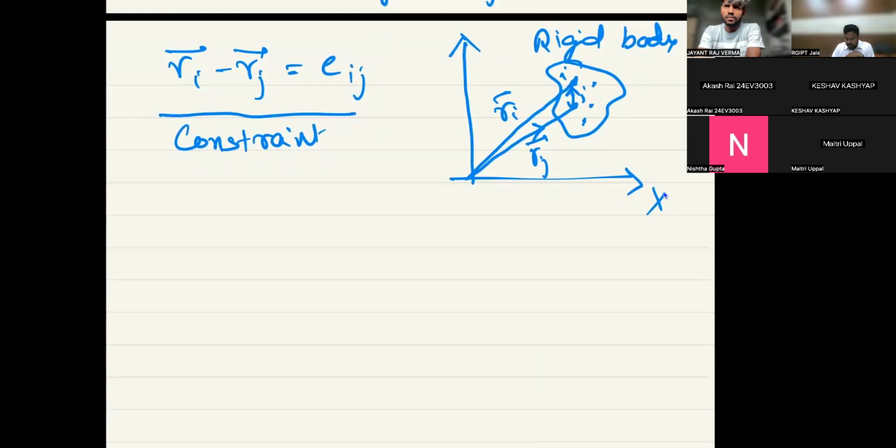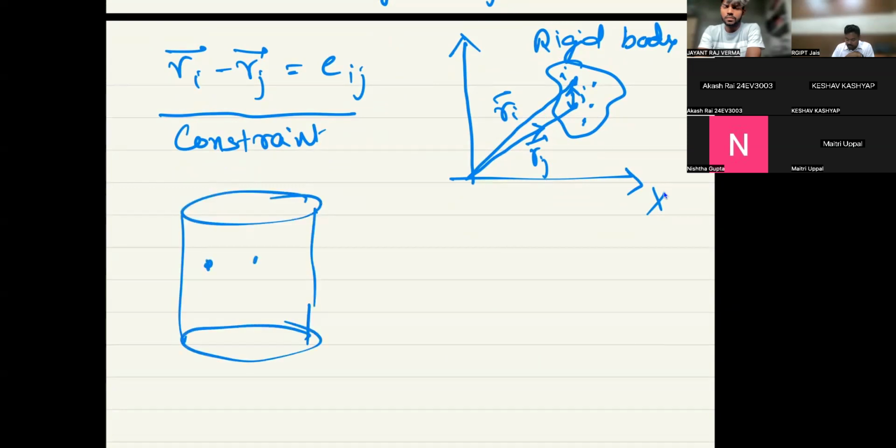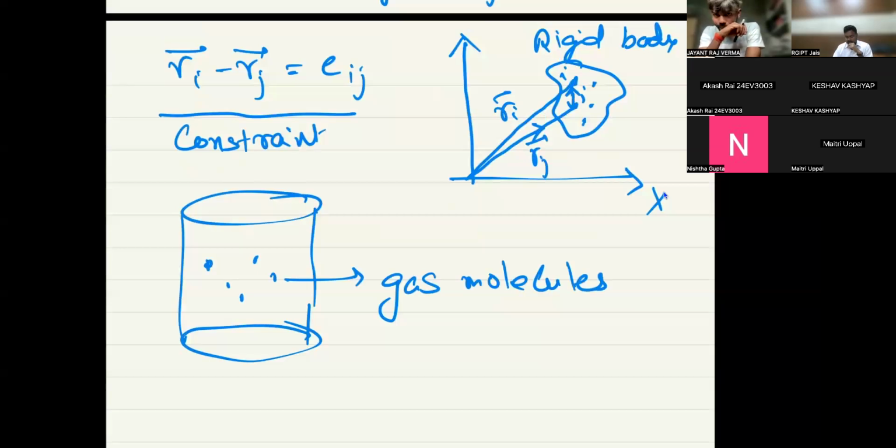If you have a cylinder with n number of gas molecules inside, in the case of these gas molecules, the distance between two particles is not fixed. It can change as the gas particles move in any direction. But in the case of a rigid body, that distance is fixed.